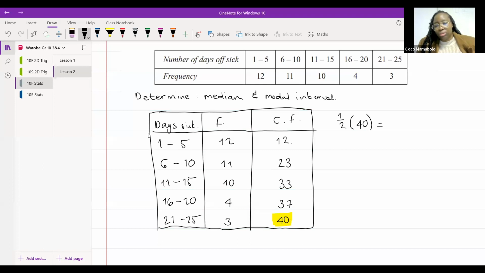20. Correct. So we need to look at the interval where 20 lies. The second row, I think 6 to 10, because we need to find whether 20 is less than or greater than. Good. Beautifully done.